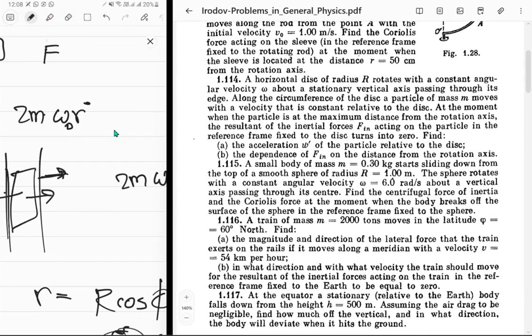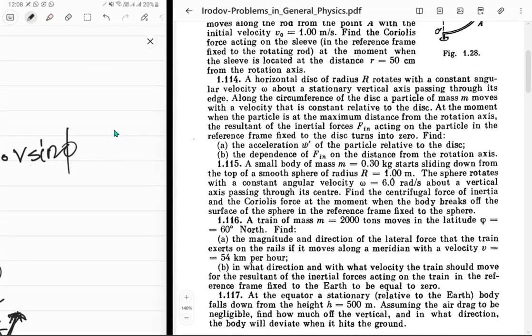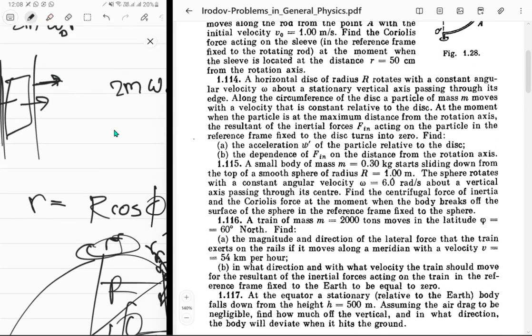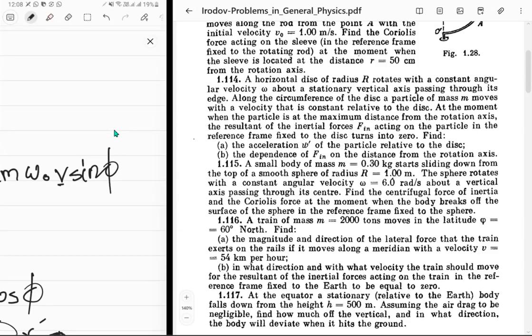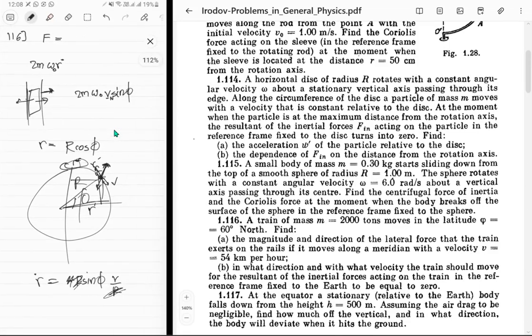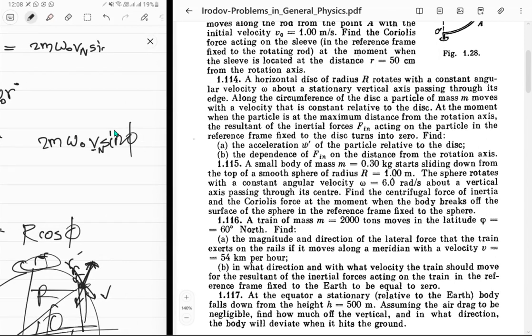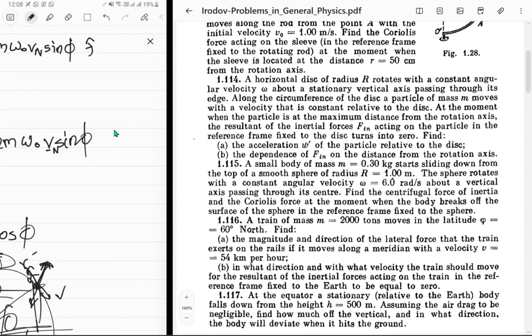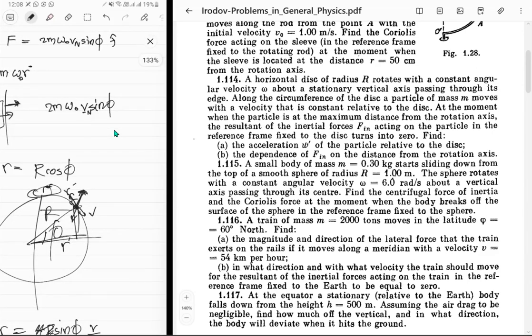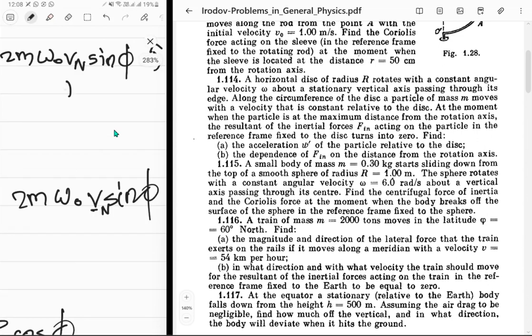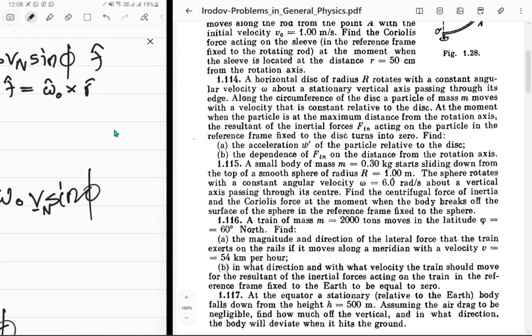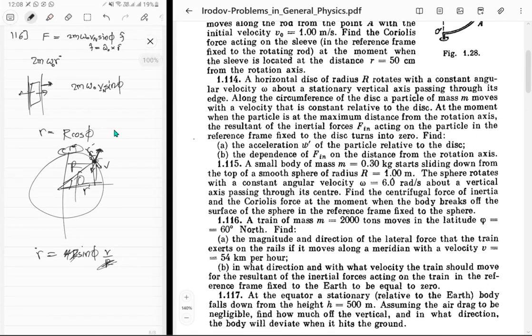So force is just, you say v is whatever velocity is along the north direction, so this is v north. Yes, nice. So this is a signed quantity: 2m omega naught, the north velocity times sin phi, and all of this is in the tangential direction, t hat. And t hat is equal to omega naught hat cross r hat, right?